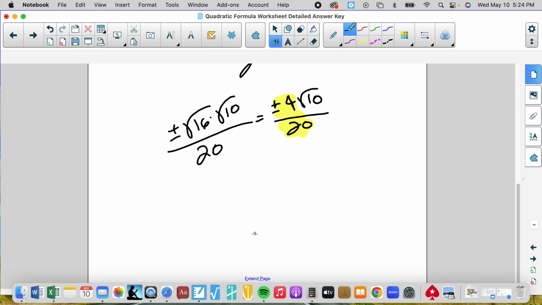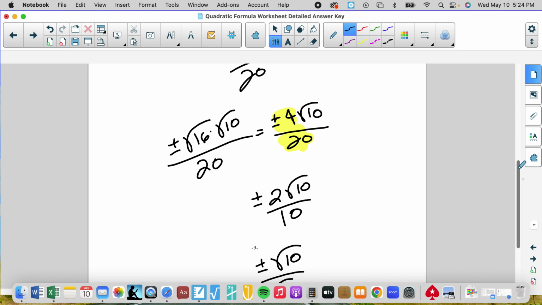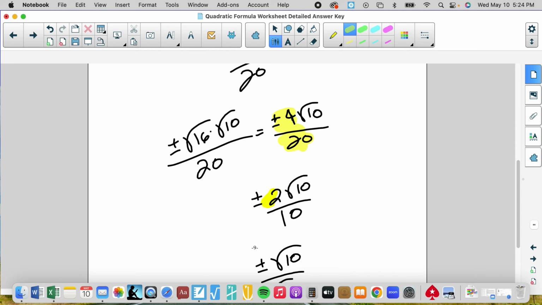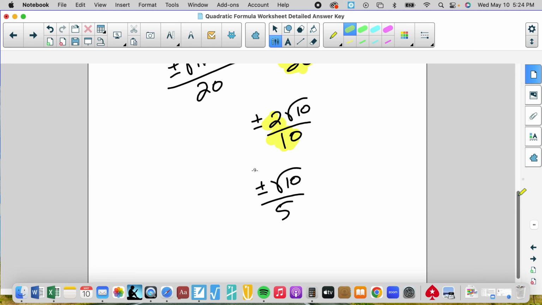Let's do it sooner. So this becomes plus or minus 2 rad 10 over 10. That can be simplified. So we make that plus or minus rad 10 over 5. The 10 inside the radical does not get simplified. That is inside, which is different from the outside stuff. We're simplifying outside stuff. So this is a good trick question.